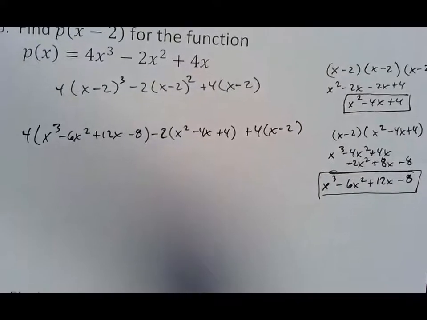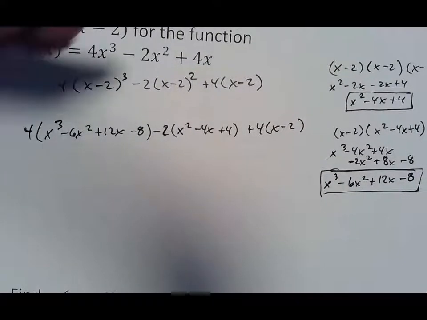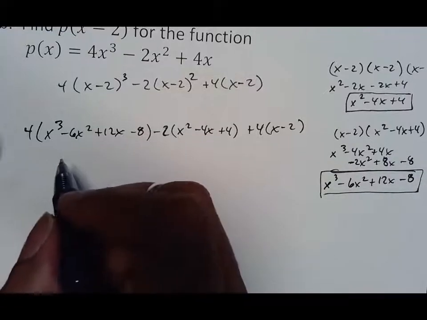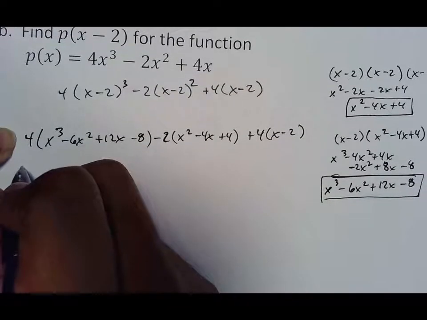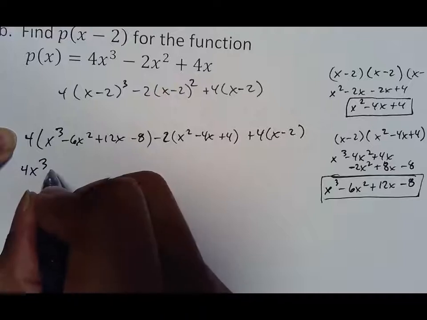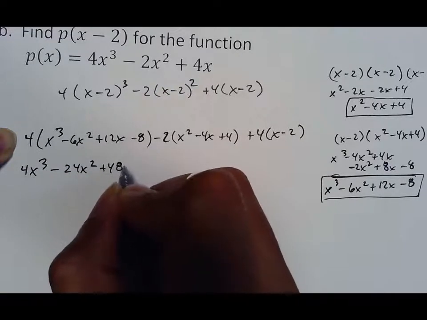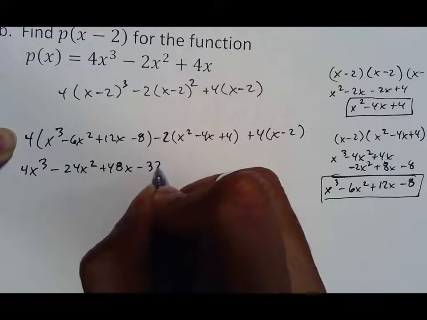And I want you to pay attention to how much nicer this is going to be work-wise in terms of organization than having all this stuff mixed in with there. Because now we simply distribute a whole bunch of junk and then we put it all together. 4x to the third minus 24x squared plus 48x minus 32.